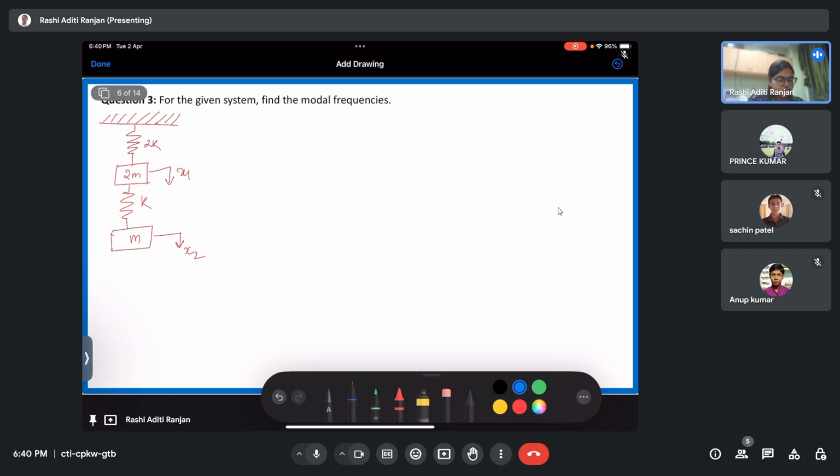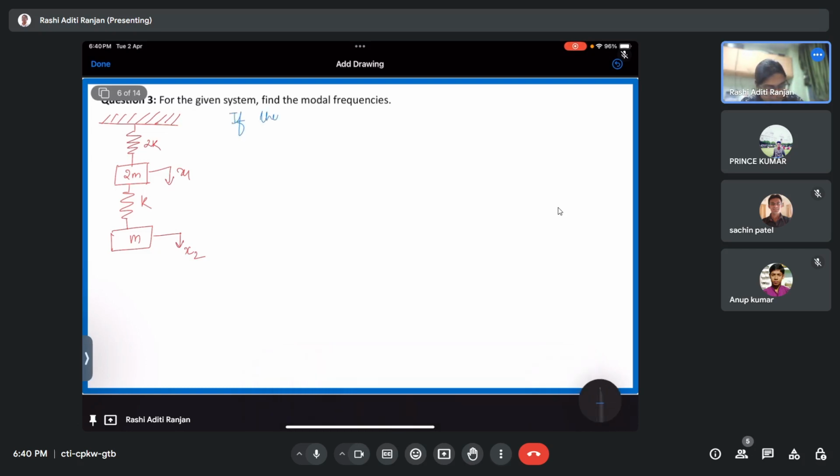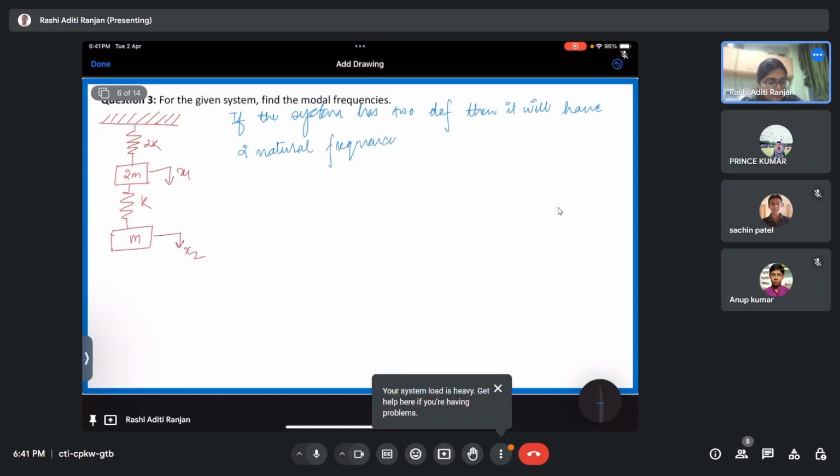So firstly, if the system has 2 degrees of freedom, then it will have two natural frequencies.